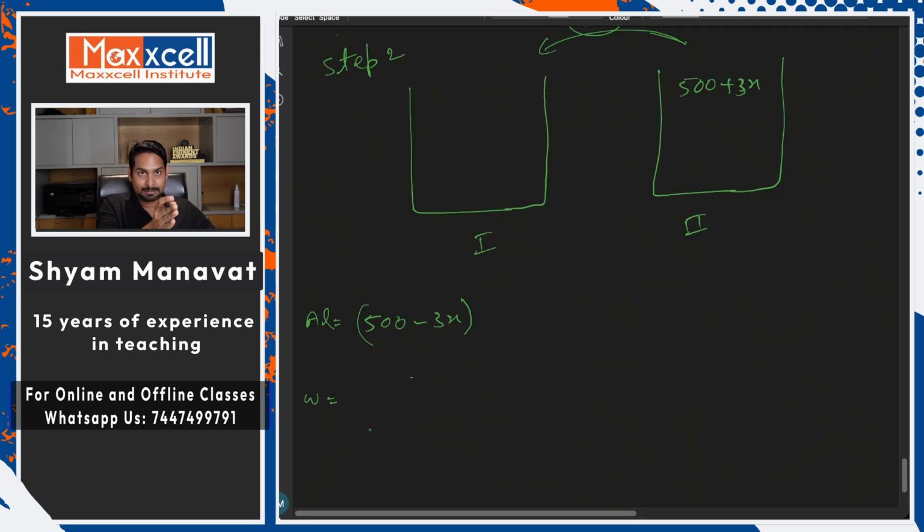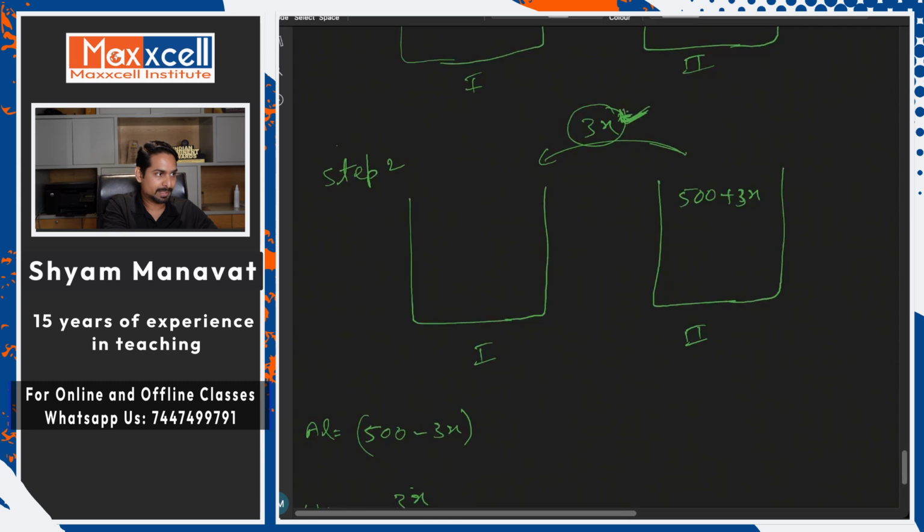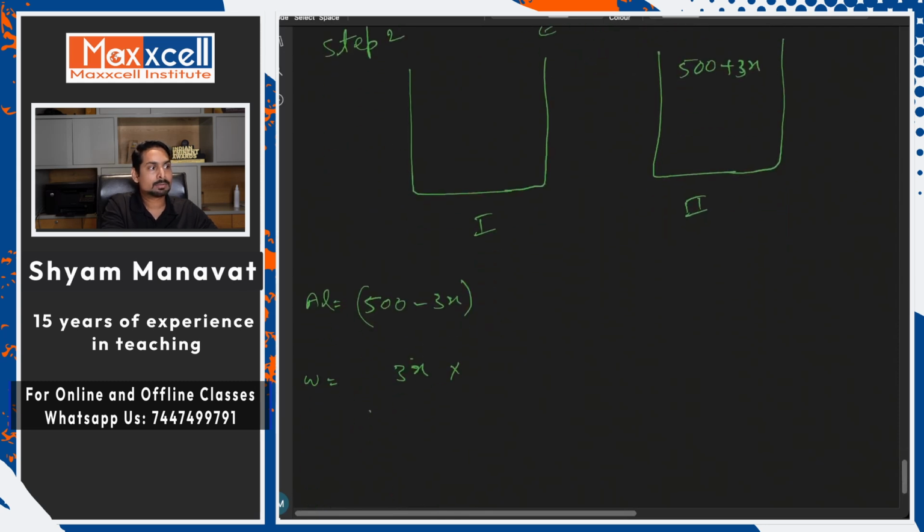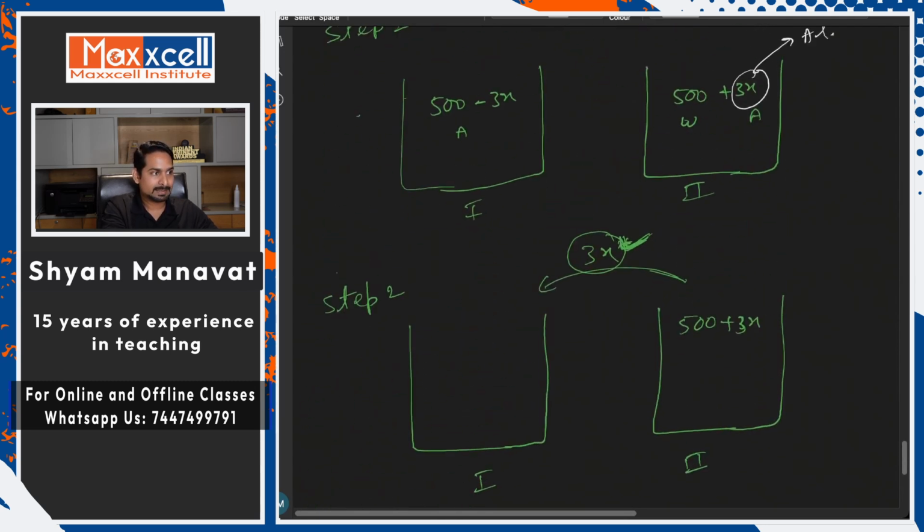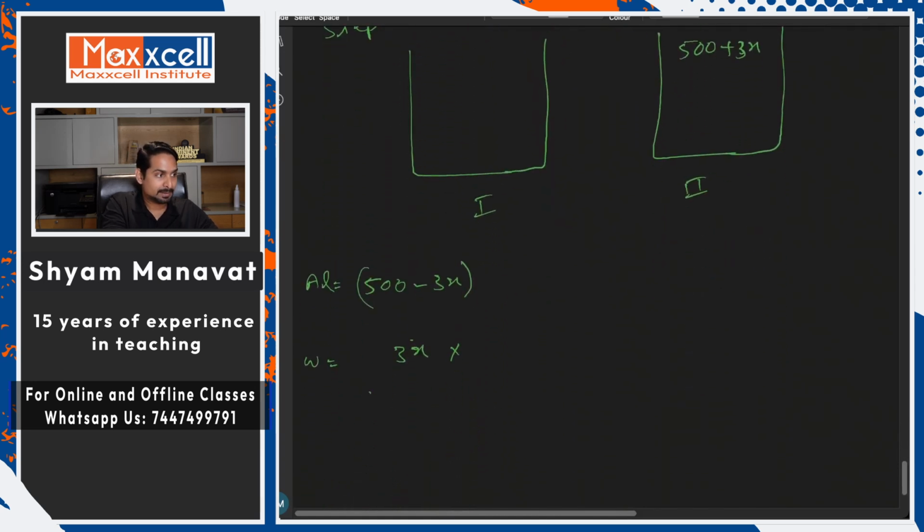Please rewind this part of the sentence and listen to it again if it is confusing. Yeah, go slow. So in this 3x, what is the amount of water? Water here is 500 out of the total. The ratio of water is 500 by 500 plus x.